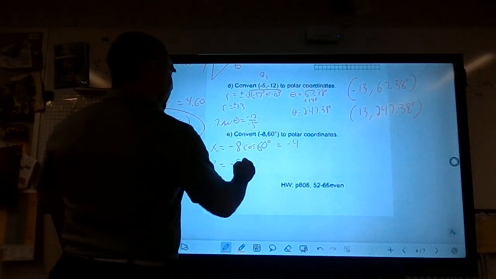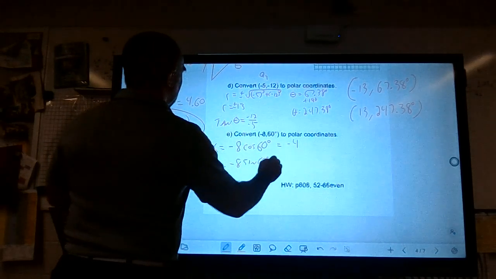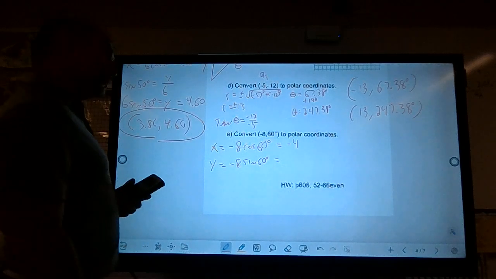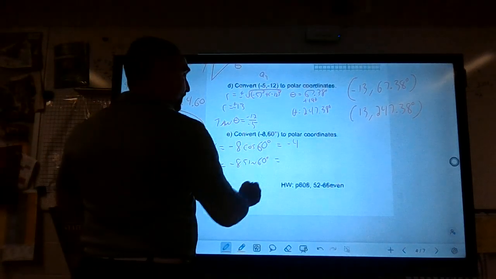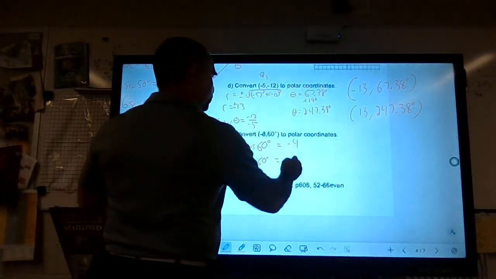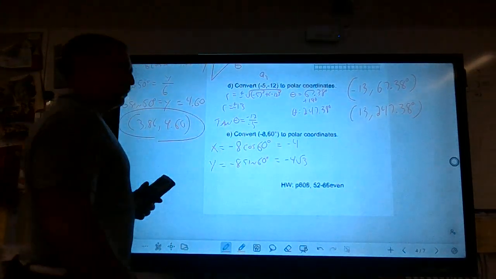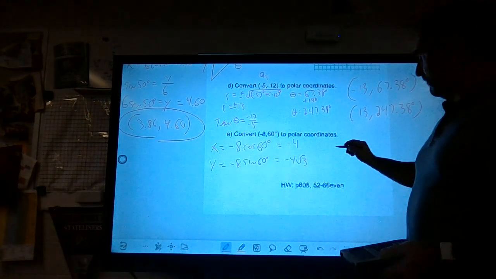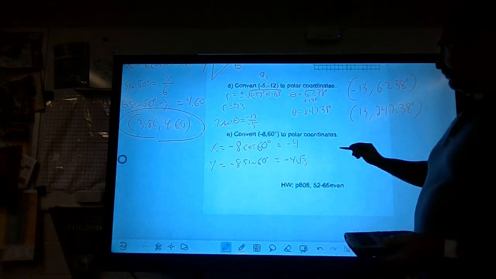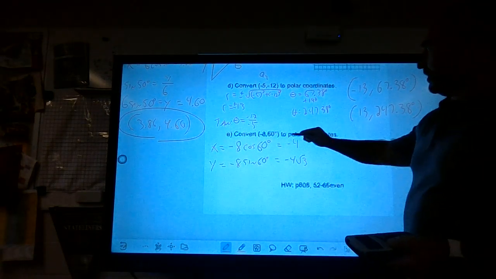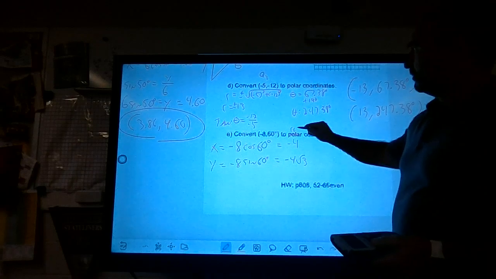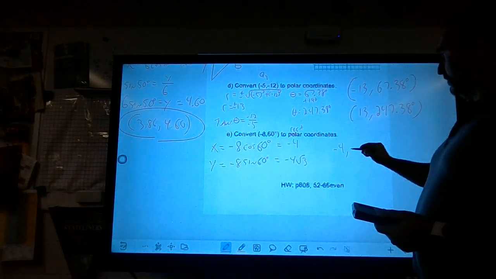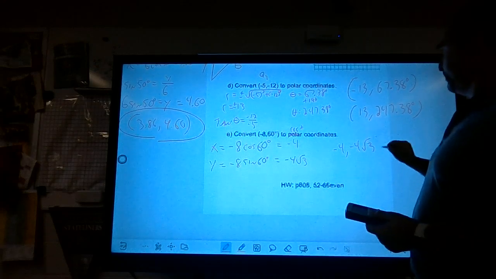Y equals -8 sine 60. I happen to know that the sine of 60 is the square root of 3 over 2. You know that also. -8 times the square root of 3 over 2 reduces to -4 square roots of 3. If you give me the decimal version, I'll live. Oops, this should say rectangular. Those are polar. So the rectangular coordinates are -4, -4 square root of 3.